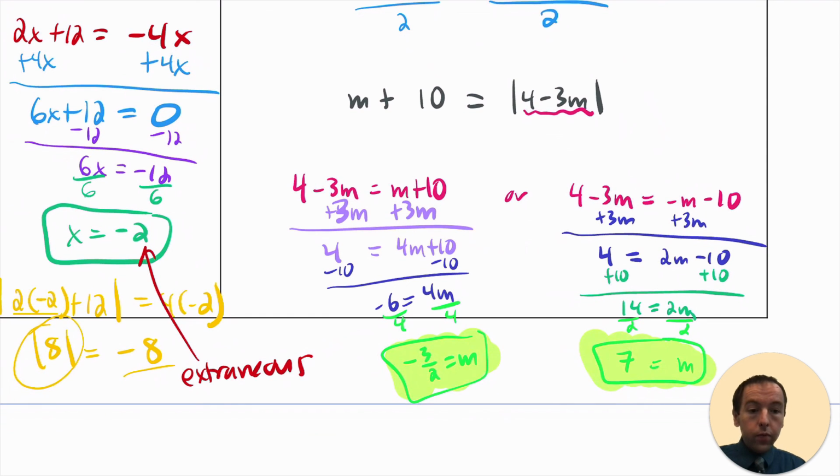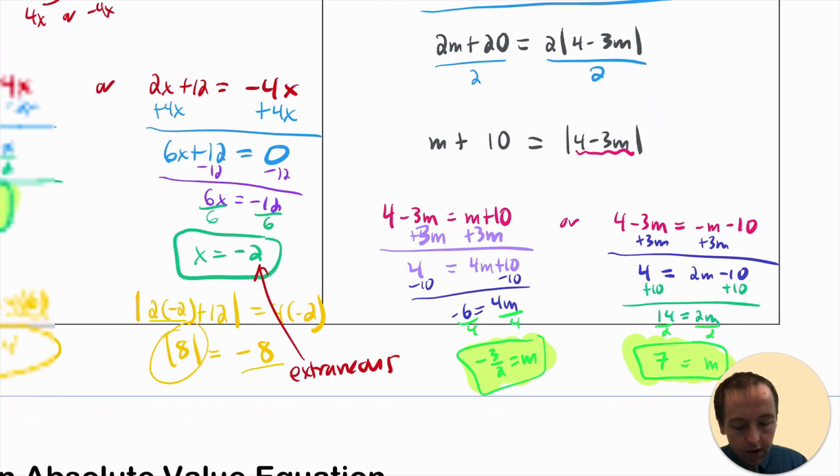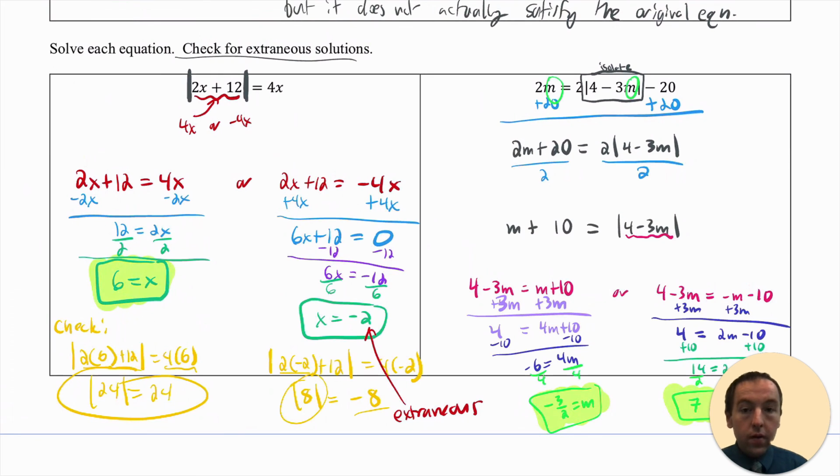There are some problems where maybe both answers might actually be extraneous. Sometimes you'll get that to be the case. So you just have to make sure you always check your answers when you've got variables that aren't in the absolute value when you're solving these sorts of equations, because they might be extraneous.